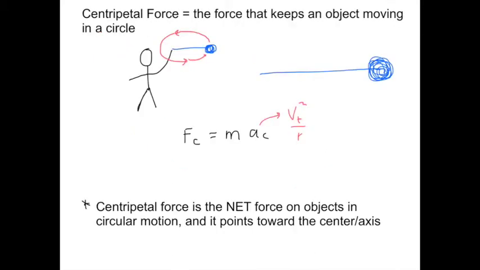We know from Newton's second law that any object that's accelerating must have some net force acting on it. In a circle, we define this as centripetal force, which is the force that keeps an object moving in a circle.